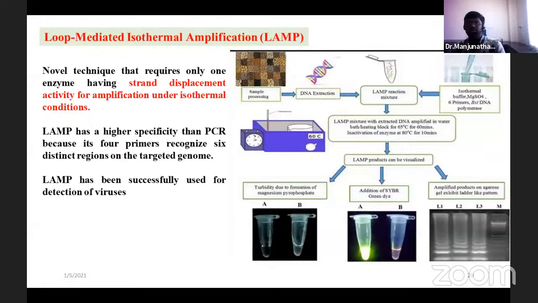We can observe by three different methods. By adding SYBR green dye, if you observe under a UV transilluminator, you can get luminescence. That indicates the presence of a particular pathogen. If there is absence of fluorescence, that means it is a negative result. Even you can precipitate the product by using magnesium pyrophosphate. If precipitation happens, that indicates the presence of the targeted pathogen. Even we can visualize the ladder pattern.